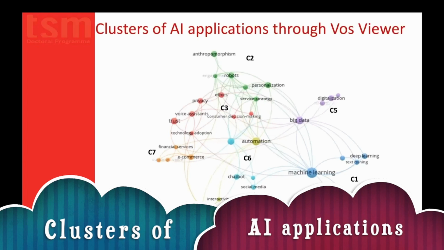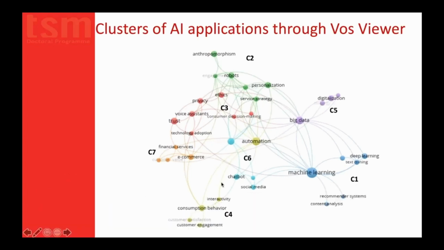So there are the clusters of AI applications which were identified by the bibliometric analysis. There are 7 clusters, which we will see now in detail. The clusters can be interpreted like the research that has been done. So every cluster represents a research direction or research domain which has been dealt with by actual research about artificial intelligence.